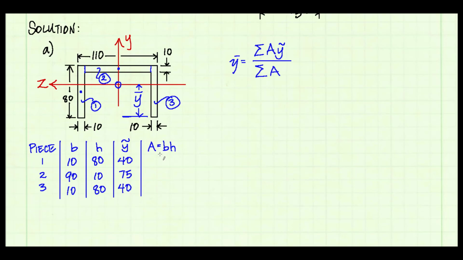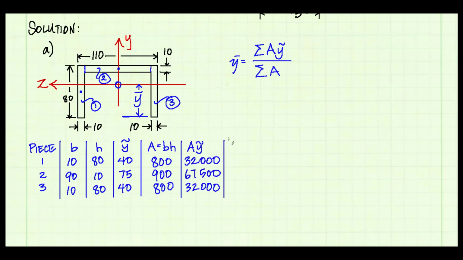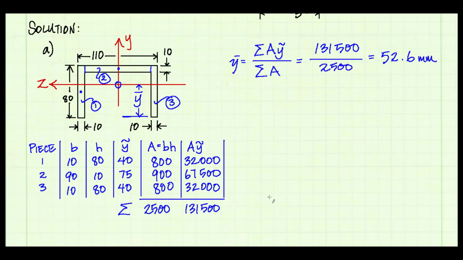The next column, I'm going to calculate the area of each piece, that's just base times height. And the next column, to get the centroid, this will be the last column I need for the centroid, I'm going to multiply the area times y tilde. Now to calculate y bar, the vertical location of the centroid, I'm going to use this equation. I need to sum up all of my area values, I need to sum up all of my A times y tilde values. And I calculate y bar by taking the sum of A y tildes divided by the sum of the A's. And I get 52.6 millimeters exactly.